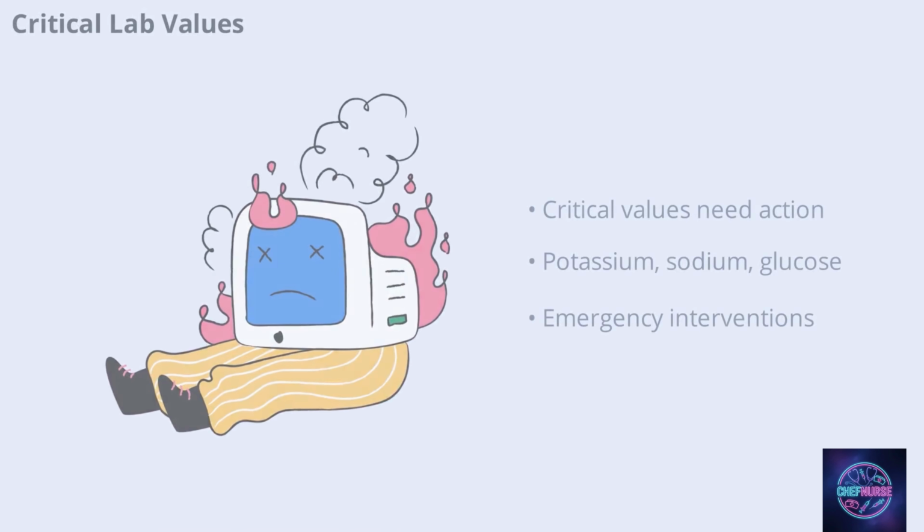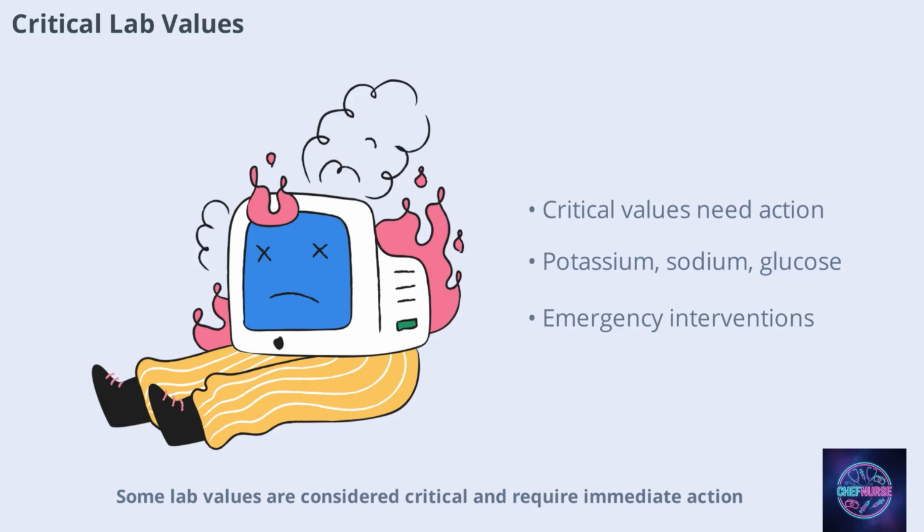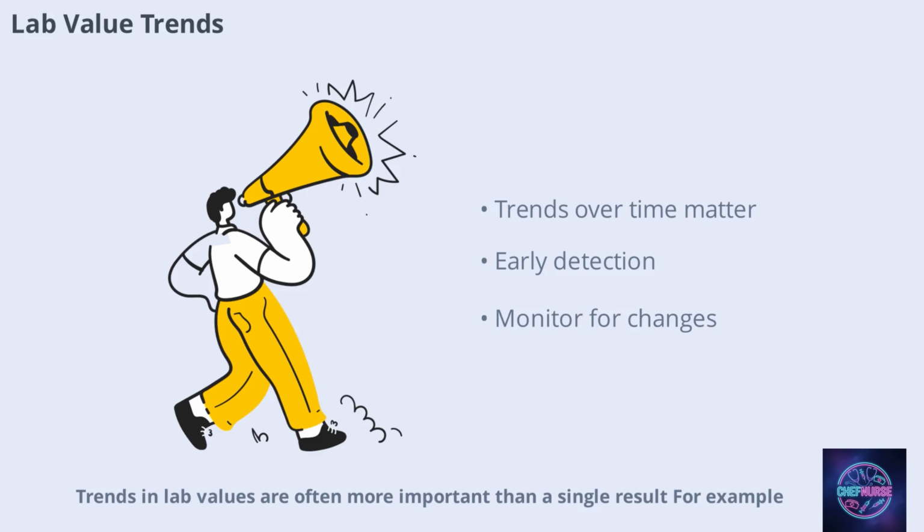Some lab values are considered critical and require immediate action. For example, potassium below 2.5 or above 6.5 mg/L, sodium below 120 or above 160 mg/L, or glucose below 40 or above 400 mg/dl. On the NCLEX, you'll need to recognize these values and know the appropriate emergency interventions to protect patient safety.